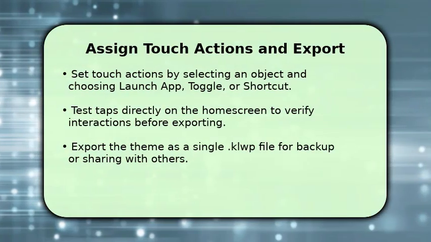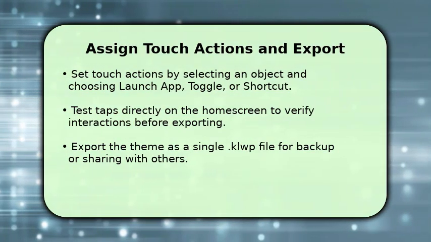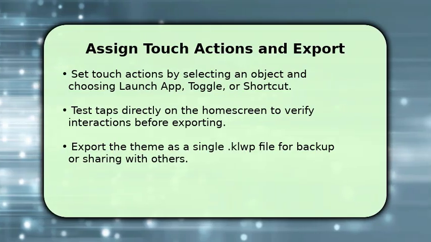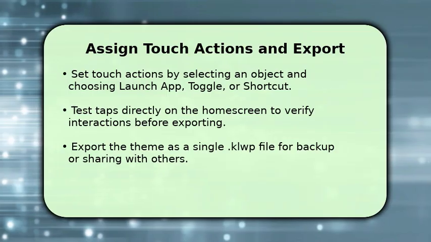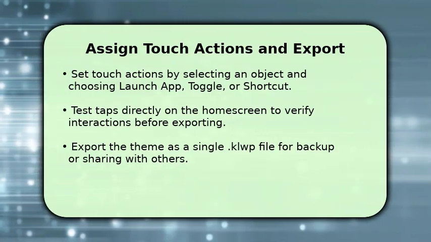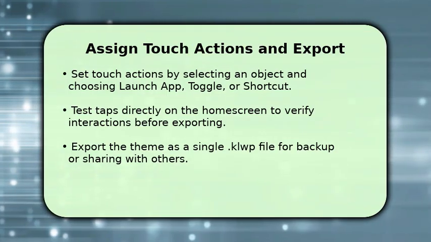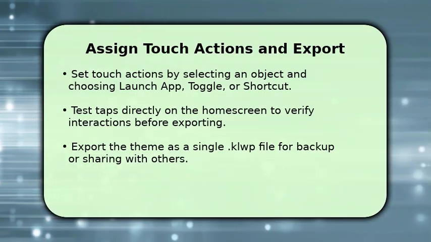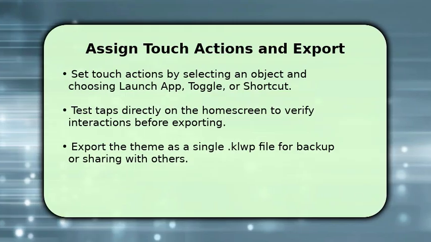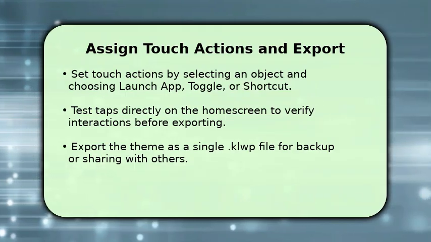To add interactivity, select an object and open the Touch tab to assign actions. Choose Launch App, Toggle Pop-up, or Send Intent for specific behavior on tap. Configure a shortcut or set a global toggle to change screens or wallpapers. Test your taps directly on the home screen to verify interactions and timing.